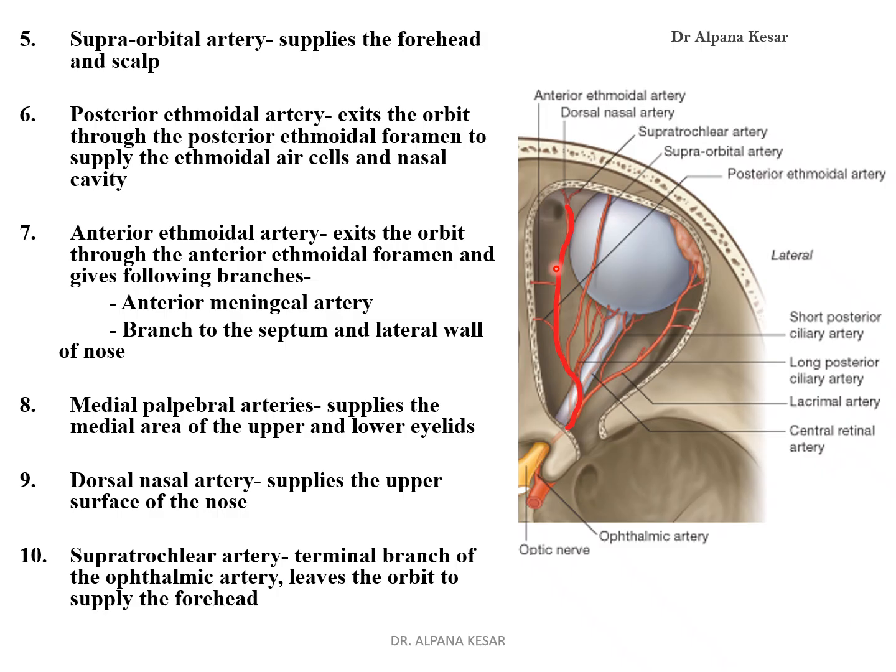Then, the ophthalmic artery gives the medial palpebral branch which supplies the medial part of the upper and the lower eyelids. The terminal branches of ophthalmic artery are the supratrochlear and the dorsal nasal artery. Dorsal nasal artery supplies the upper surface of the nose, while the supratrochlear artery leaves the orbit by passing through the supratrochlear foramen and supplies the forehead.